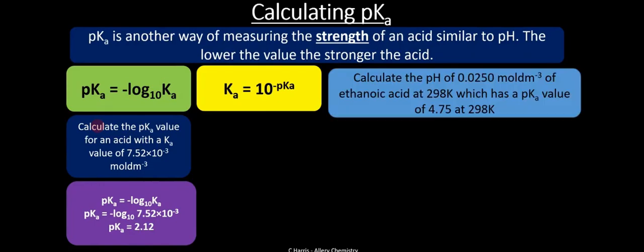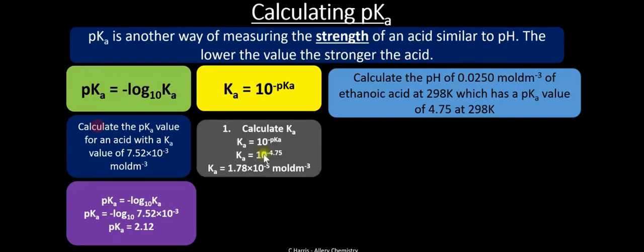So let's look at this. Calculate the pH of 0.0250 moles per cubic decimeter of ethanoic acid, which has a pKa value of 4.75 at 298 K. So the temperature is emphasized here. We're given the temperature value here and here.